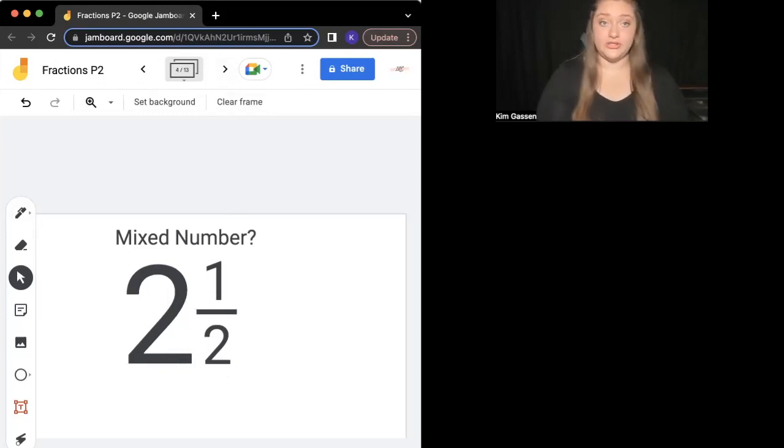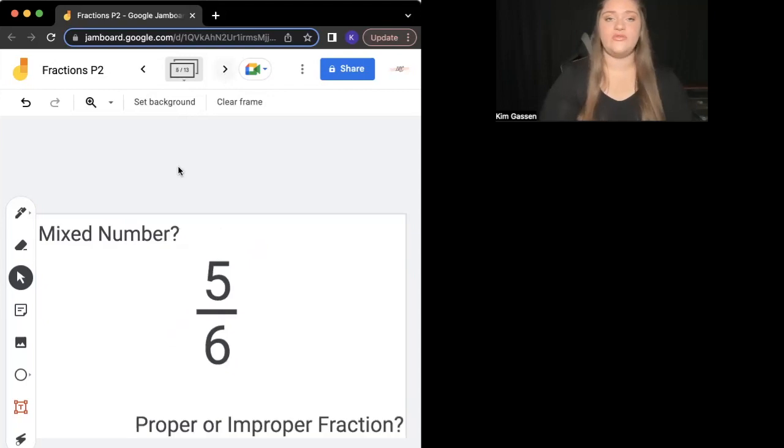Now, I'm going to show you a number and you're going to tell me if it's a proper fraction, a mixed number, or an improper fraction, okay? So first we have 5/6. Is this a mixed number, a proper fraction, or an improper fraction? Correct, it's a proper fraction. It is not a mixed number because our fraction doesn't have a neighboring whole number. Okay, let's get some more examples.